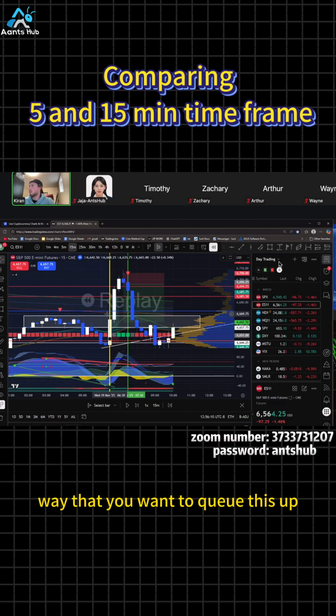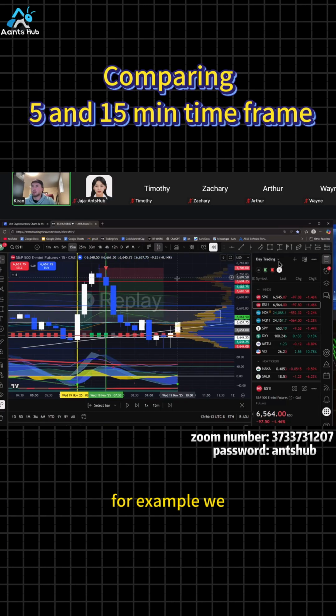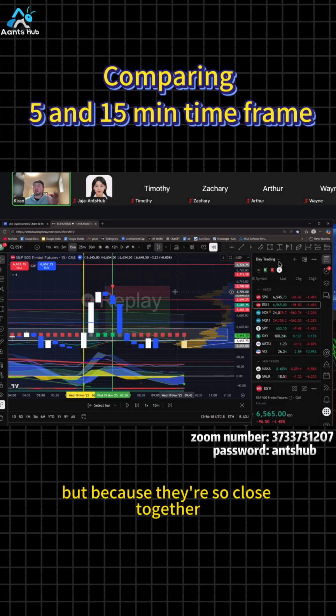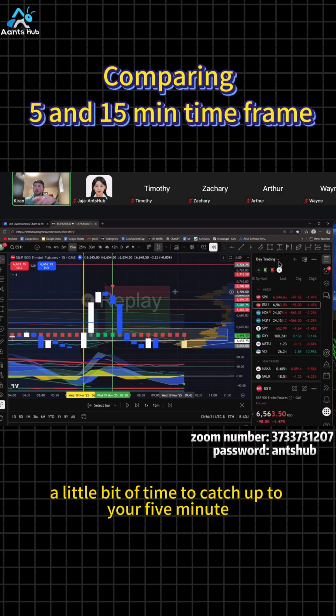The way that you want to cue this up, let's say the 5 minute, for example, we got asked about the 5 and the 15, so we're going to talk about the 5 and the 15. The 5 minute is going to be quicker to act than the 15, but because they're so close together, it might take your 15 a little bit of time to catch up to your 5 minute.